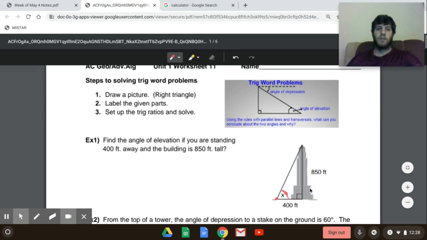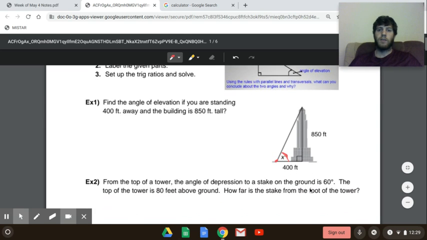All right. So example 1, we want to find the angle of elevation, which we should have just learned is the angle that's going up. So here's our angle of elevation here. So the angle of elevation, that's what we're looking for. So that's x. If you are standing 400 feet away from the base of the building, and then we know the building is 850 feet tall.